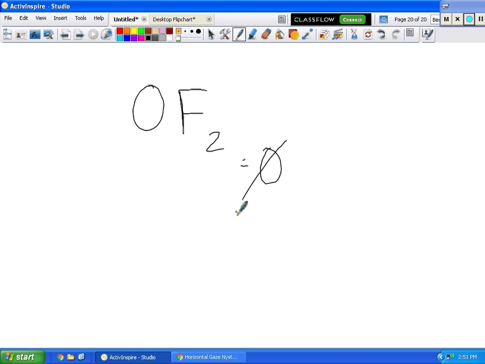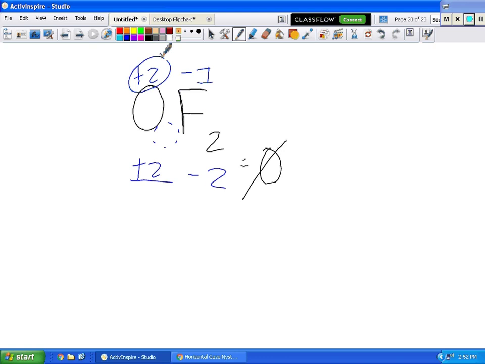Here's why. Because you just read that fluorine is always what? -1. Well, what is -1 times 2? -2. What do I have to have there? +2. +2 divided by 1 is? So there's your answer. So the math still works.